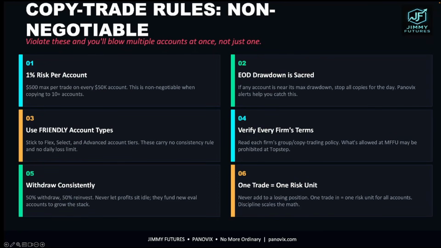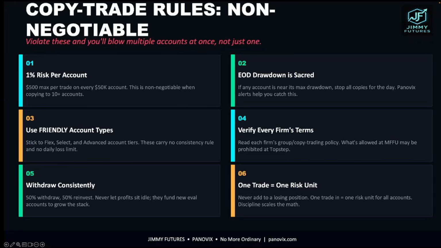Copy trade rules. You will have to have these, and they need to be non-negotiable if you're going to do this. If you can't live by any set of rules and you can't exercise discipline, don't do this. Just don't, because you're going to blow all your accounts, and that's going to suck.